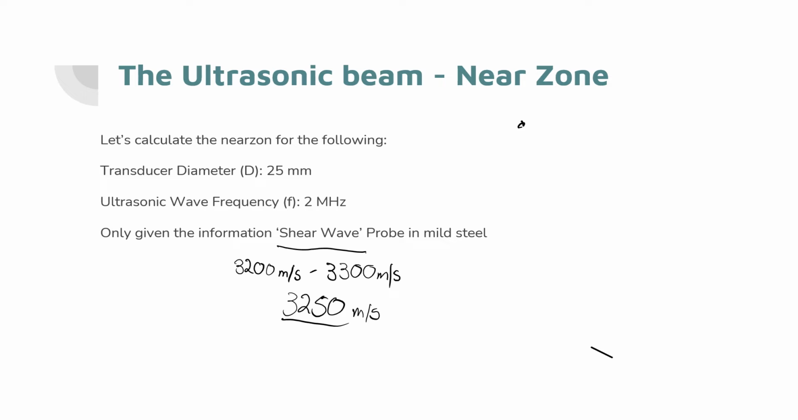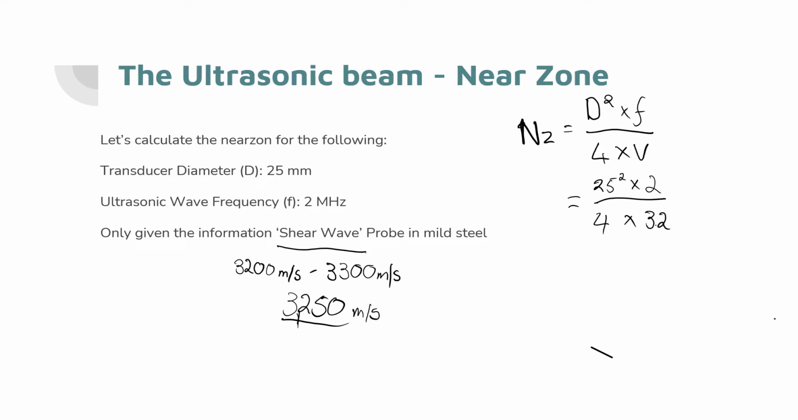Now, once again back to our formula. Near zone is equal to diameter squared times f over 4 times v. Once again, the diameter is 25, so the square of 25 multiplied by the frequency, which is 2, over 4 times, and then we're going to use this speed, but I'm going to put the comma in there. So 3,25. And if you punch this into your calculator, it should come out to 96,154 millimeters.